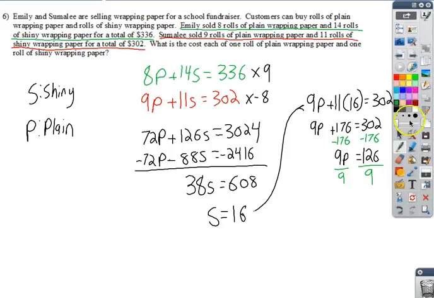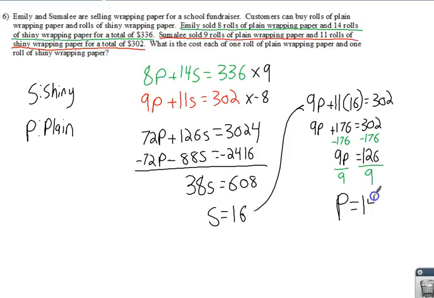And I get 14. Now, if I circle these, would I be done? No, because the problem is I'm missing the units. What are my units here? Dollars. So, you can write it back up with your key here. Shiny is $16. Plain is $14.